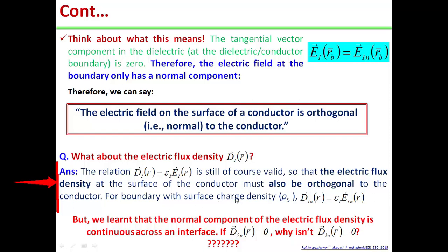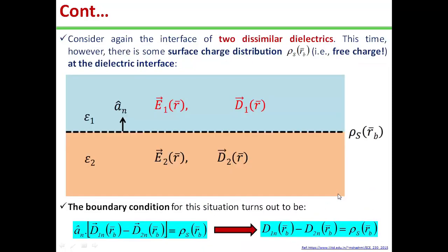For a boundary with surface charge density rho s, we can write D1n is equal to epsilon 1 E1n. But we have learned that the normal component of electric flux density is continuous at the interface. If D2n is equal to 0, then why is D1n not equal to 0? We will explain why D1n will not be 0. So let's start to understand this phenomenon.